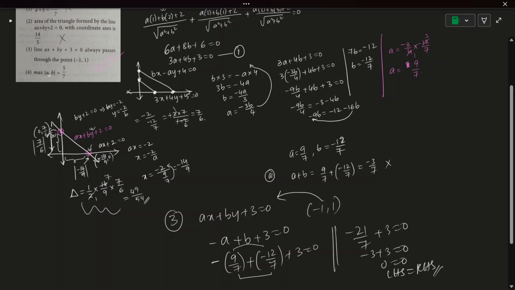And he is asking what is the maximum of A and B. Yeah, so the maximum of A and B is, this is positive value only, right? 9 by 7. But here it is given as 5 by 7, that is wrong.